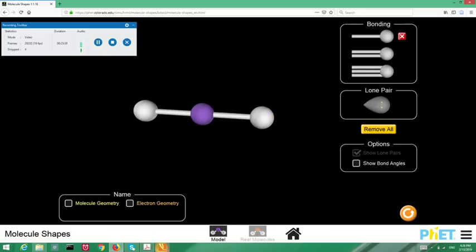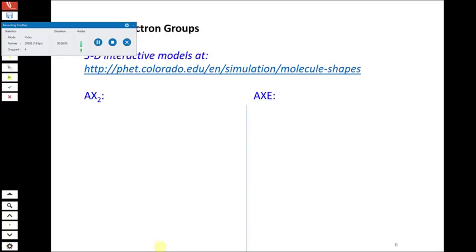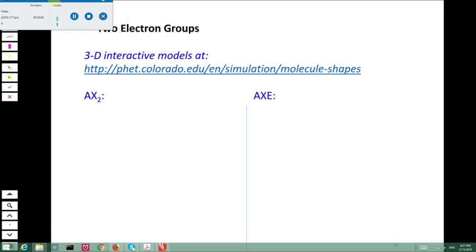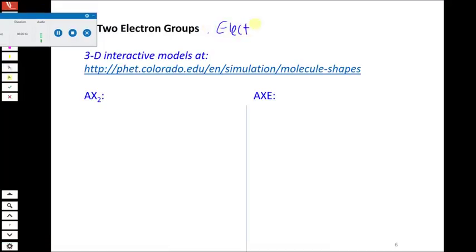So when we have 2 electron groups, the electron group arrangement is going to be linear. All right, so we call that linear when the 3 things are all arranged in a 180-degree angle, or in a line from each other. So anytime you have 2 electron groups on the central atom, the electron group arrangement will be linear.